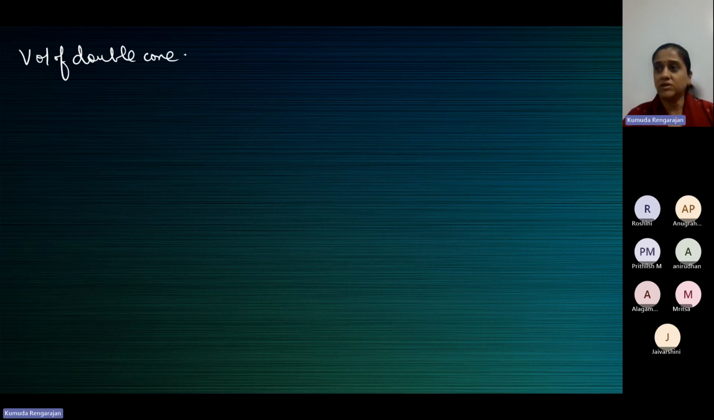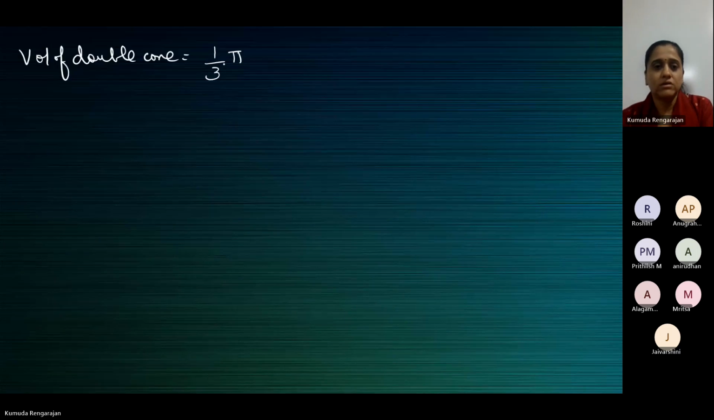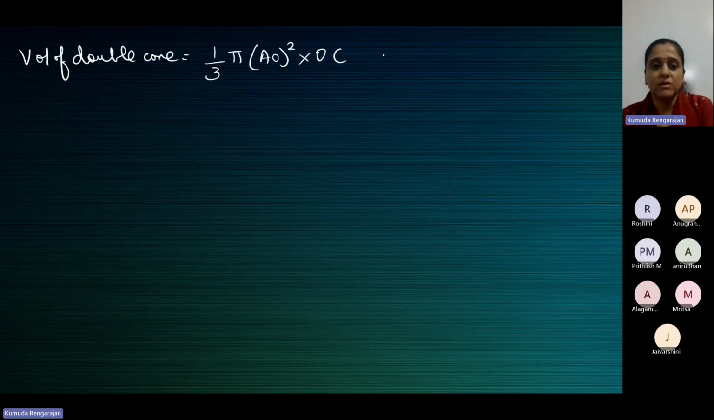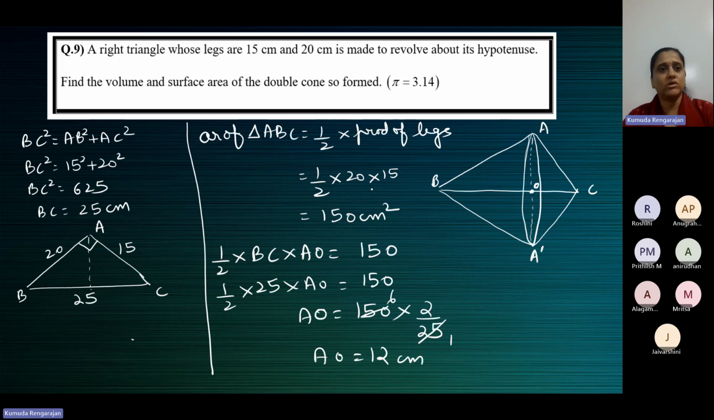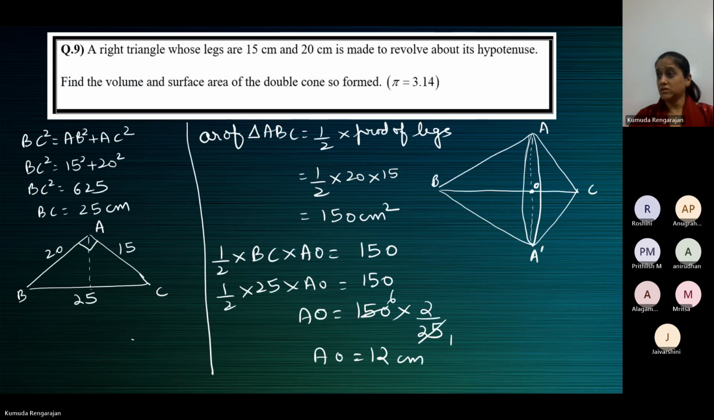Okay. Now let's answer the question. Volume of double cone is equal to 1/3 pi R square, which is AO square, into H, which is OC, plus 1/3 pi, same radius, AO only, R square which is AO square, into H. What is H? OB.